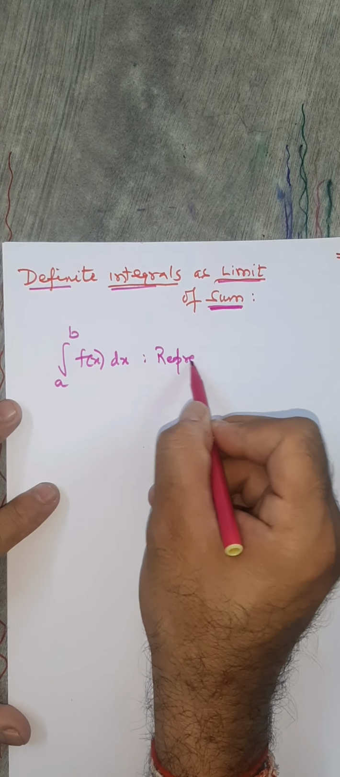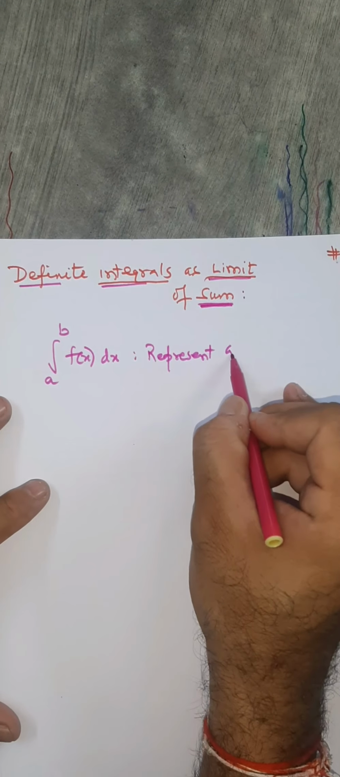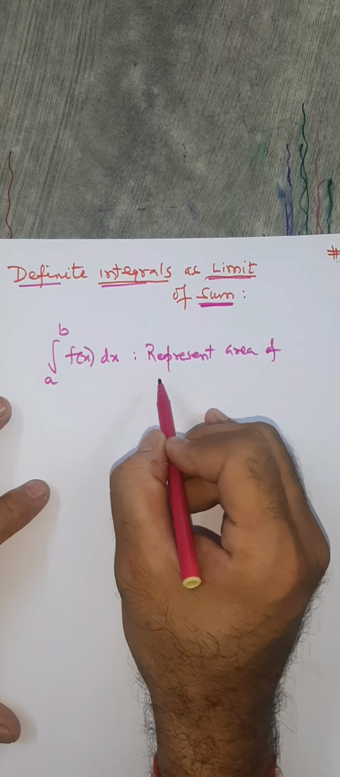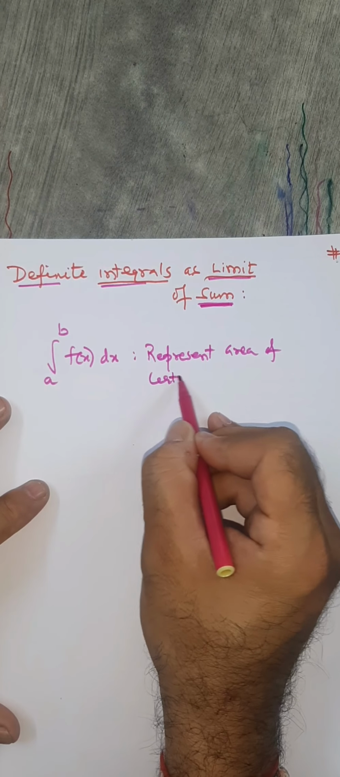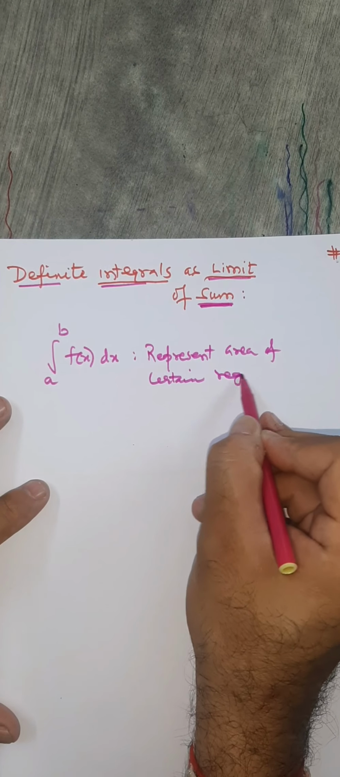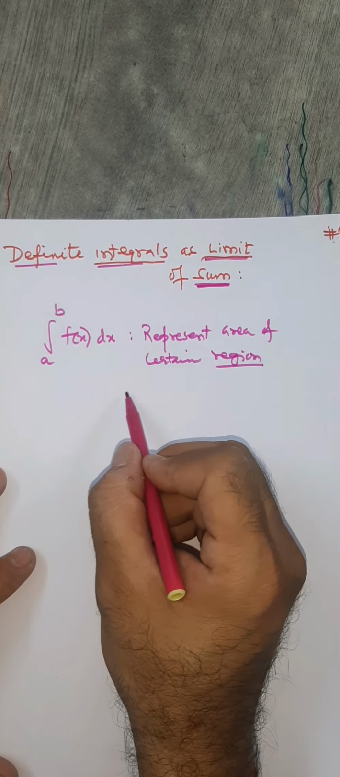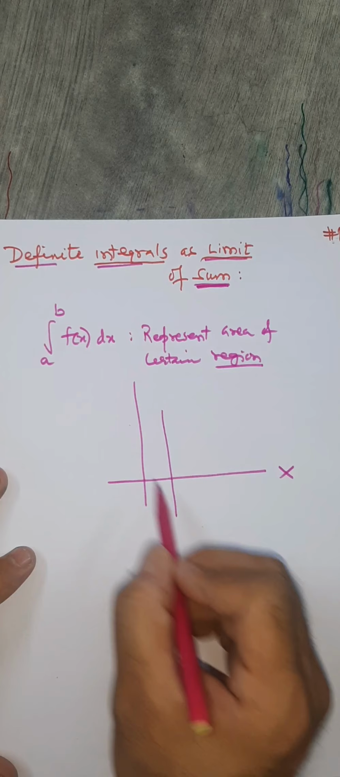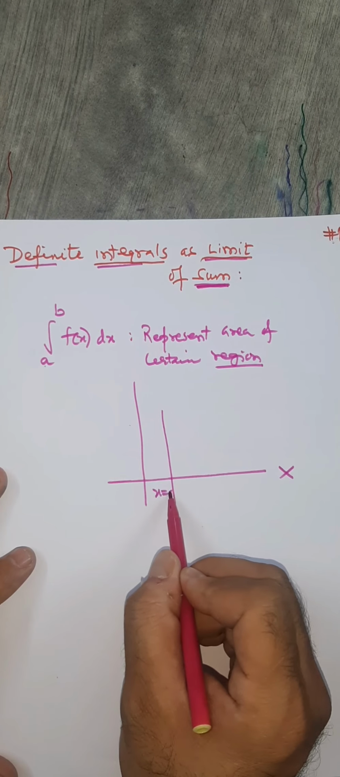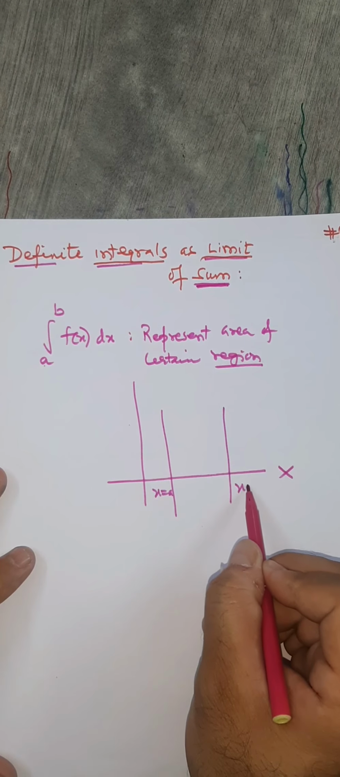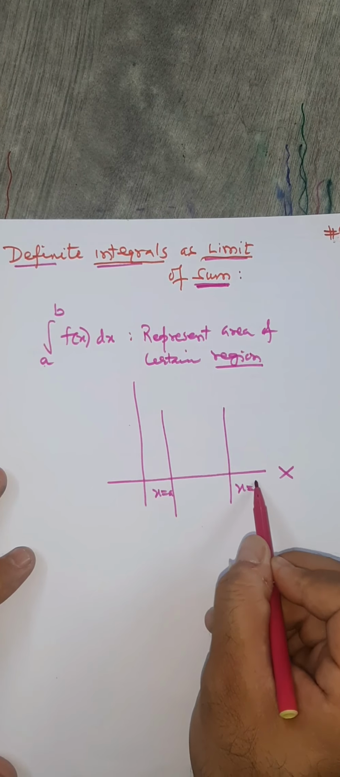represents the area of a certain region. Which region? That is this region. You take two vertical lines starting from a, these are called limits, and ending at b. You have some function here, y equals f(x), this function, and the x-axis.